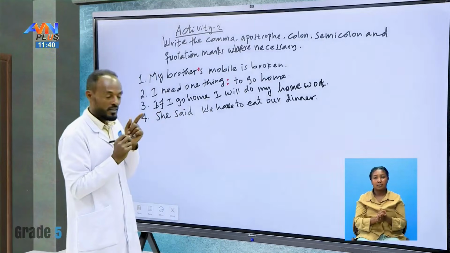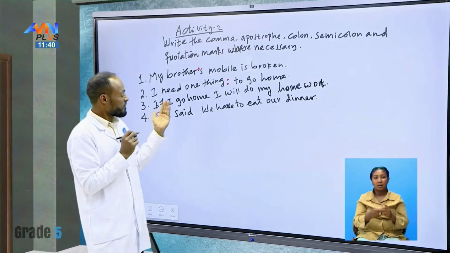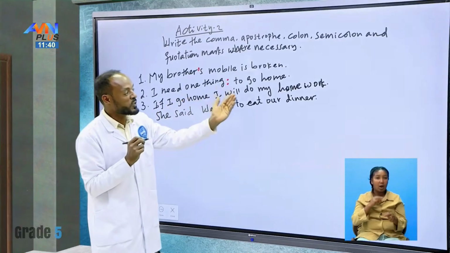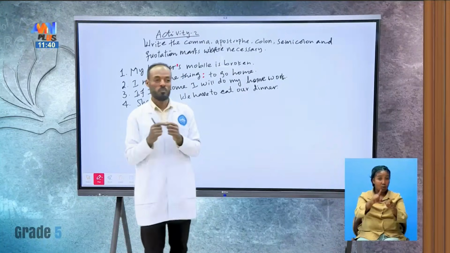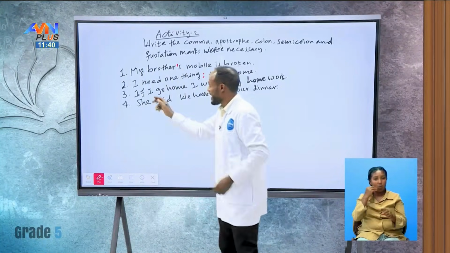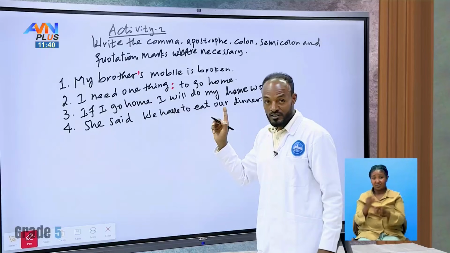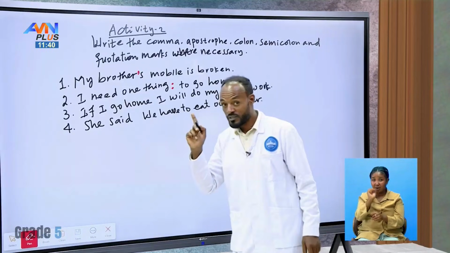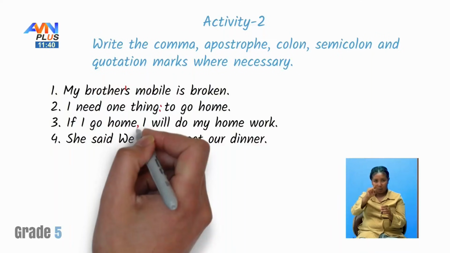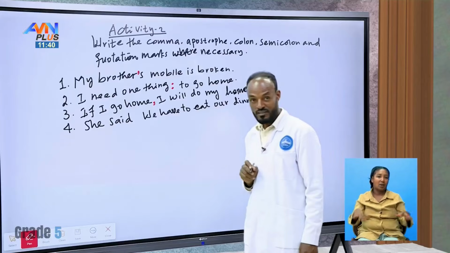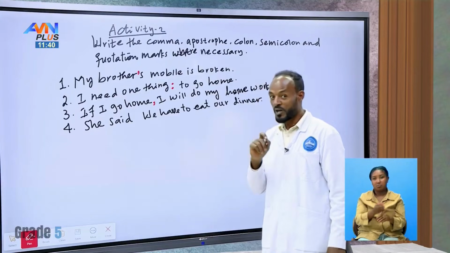What about the third one? If I go home, I will do my homework. Is it correct? Something is wrong. So after "if I go home," a comma is needed. Bravo, I hope you're right, yeah?